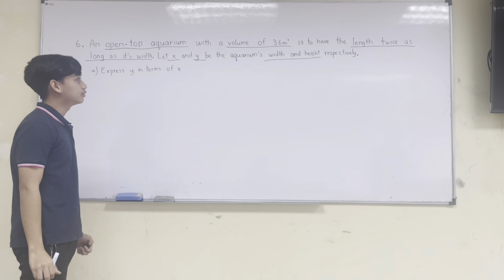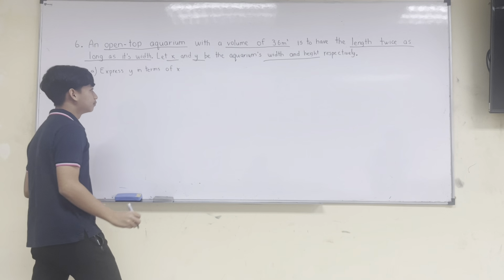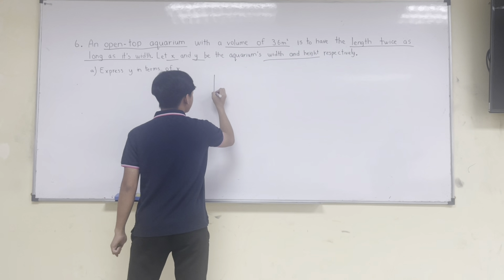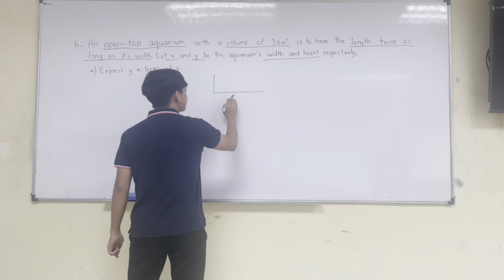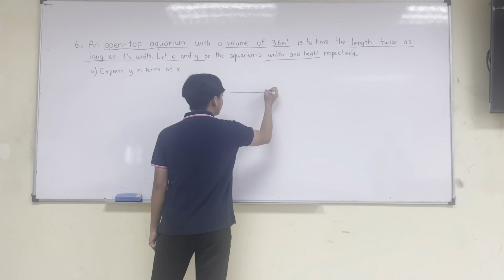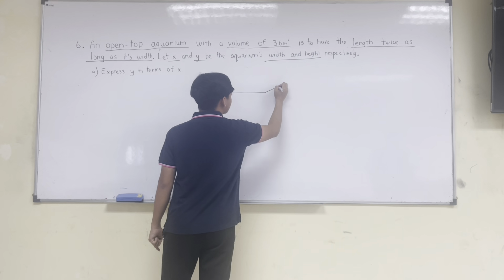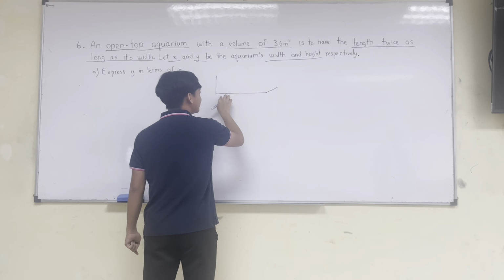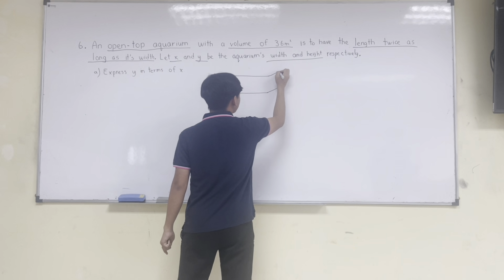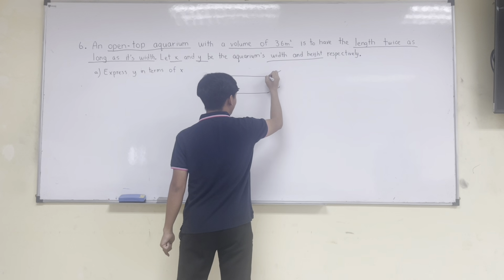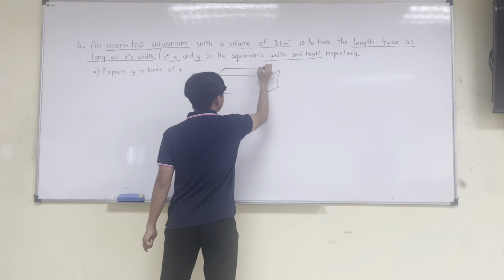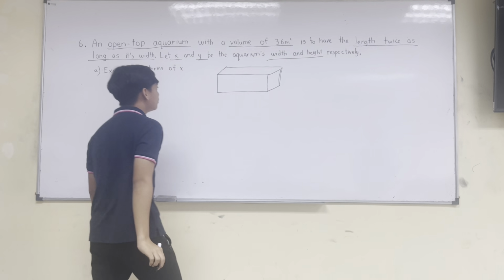Next, we should draw the aquarium. This will be the height, this will be the length. The length is twice as long as the width. It means that this width is doubled to get this length. So this is length, width, height, width and length. So we will get the aquarium.